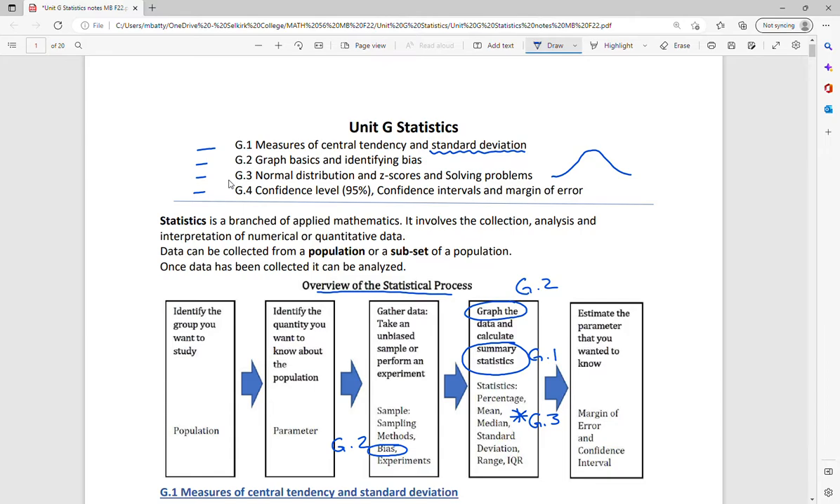The last one is, reporting out on data or statistics often involves a measure of confidence and a margin of error. And so this will always be assumed, but we're going to be talking about the margin of error and how that can build our confidence intervals. So statistics is a branch of applied mathematics. It's all about data and number crunching on the data.